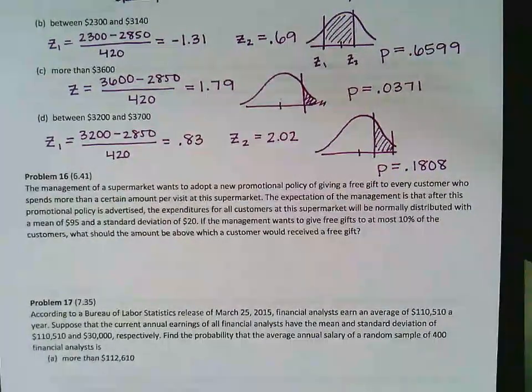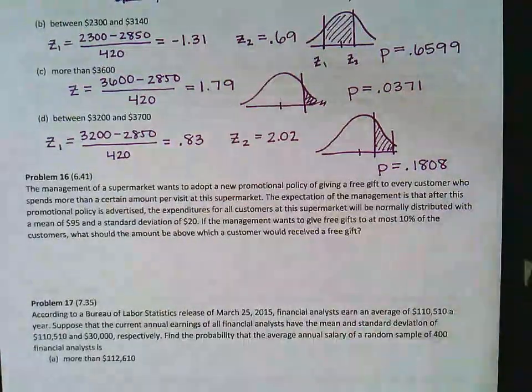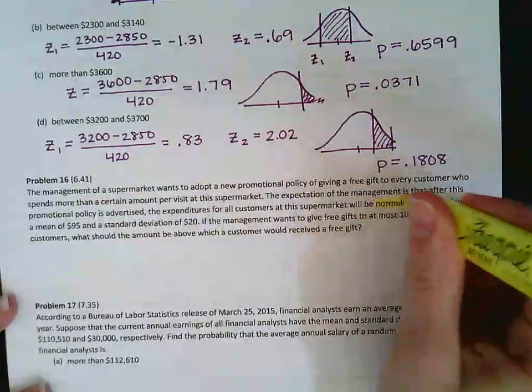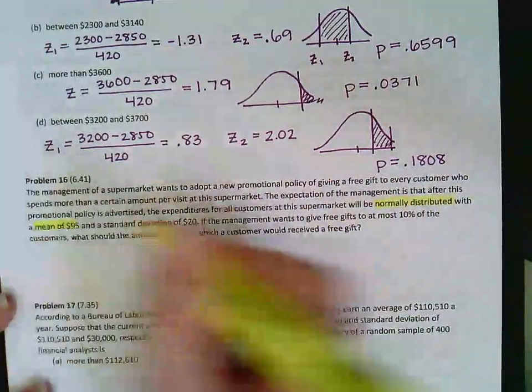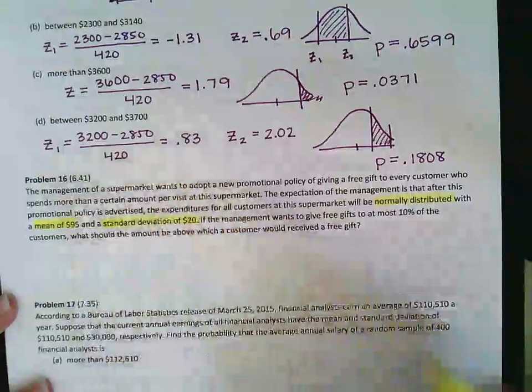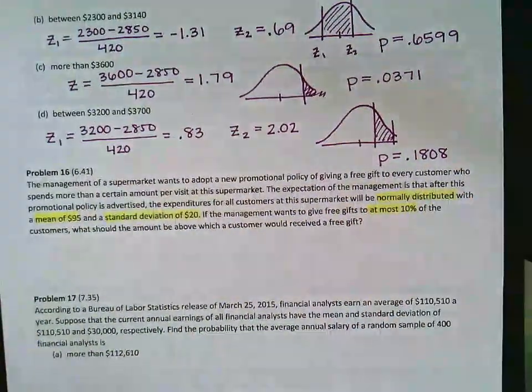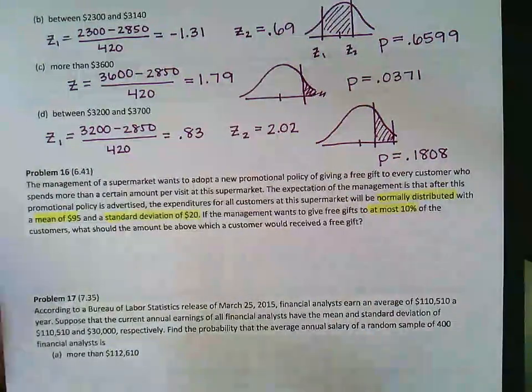Problem 16 says that the management of a supermarket wants to adopt a new promotional policy where they give a free gift to every customer who spends more than a certain amount. The expectation of management is that after this is advertised, the supermarket is going to be making expenditures that will be normally distributed with a mean of 95 and a standard deviation of 20. And they want to give free gifts to at most 10% of the customers.